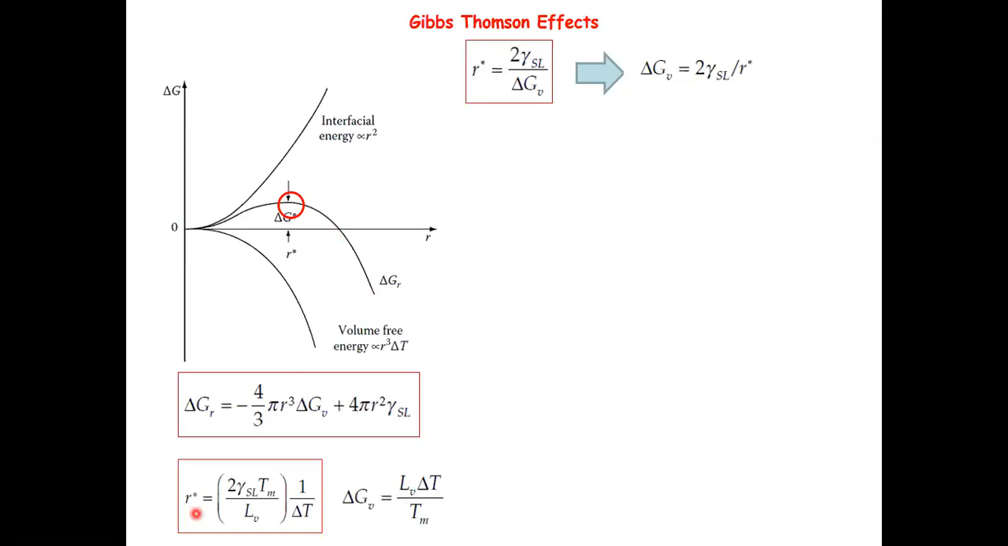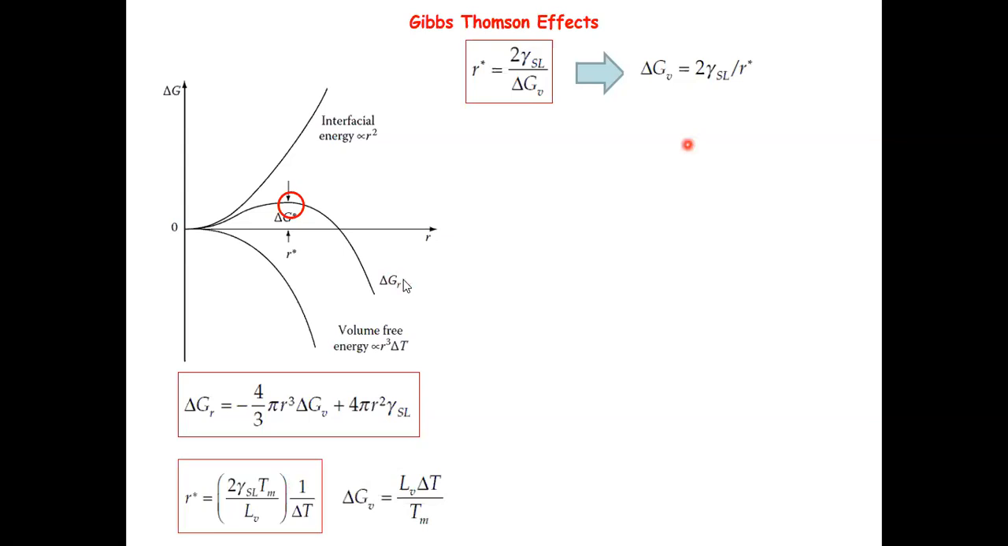And we computed the value for this R star, and it's directly related to gamma and delta GV. We can also consider the relation between delta GV and the supercooling, as the total driving force for the nucleation, and we can directly connect this R star to the degree of supercooling. Okay, so this is what we mainly went through in the last lecture.